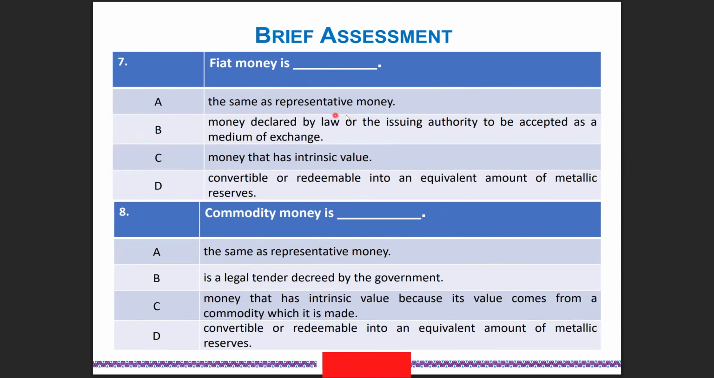So let's read here. The same as representative money? No. Representative money is the one where they would have a paper or a coin where they will write 5 cows. So with that paper, you can only buy 5 cows, right? A fixed quantity of commodities, which is 5 cows, that is written there. Money that has intrinsic value, legal tender declared by law. Commodity money is this one, the same as representative money. It is a legal tender without intrinsic value, so it's C.